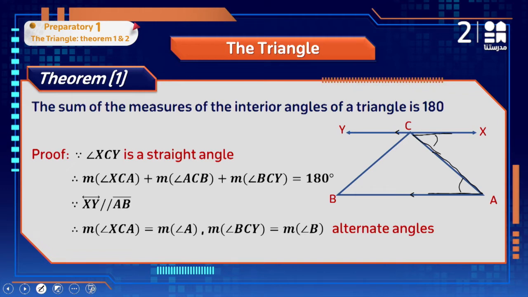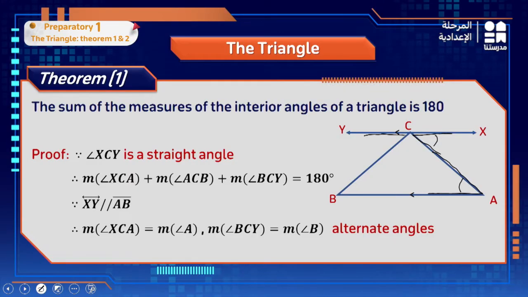Since the measurement of XCA is equal to the measurement of A, and the measurement of BCY is also equal to the measurement of B by the alternate angles, therefore the measurement of A plus the measurement of ACB plus the measurement of B equals 180. So we proved that.